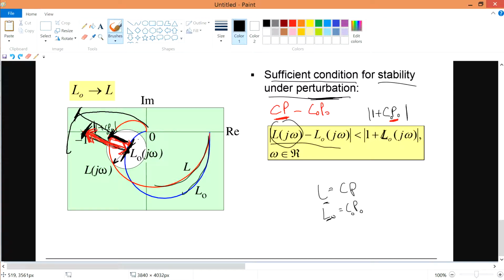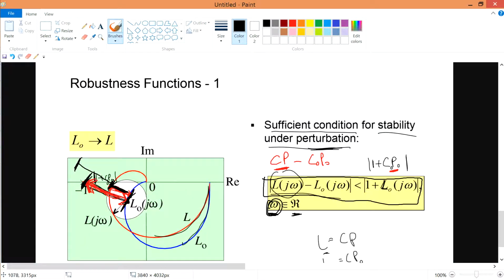Take that as the meaning. Hope this is pretty clear. Where omega is a member of the real numbers, meaning it can be -5, can be 5, can be 0, can be any real number. Under this frequency, this understanding should be made known, and therefore this is one of the robustness functions, and we have 8, so we have 7 to go now.